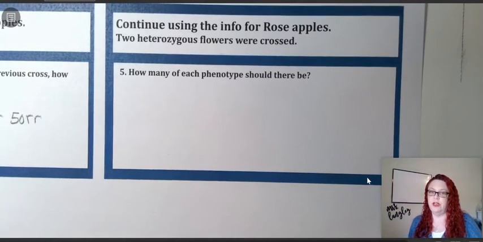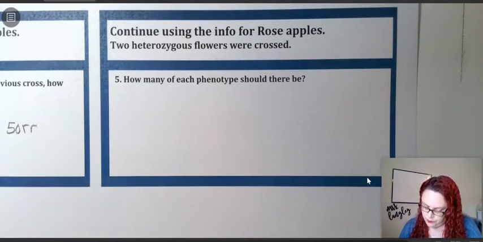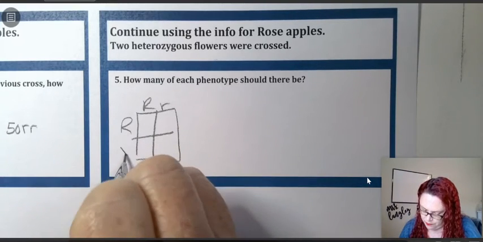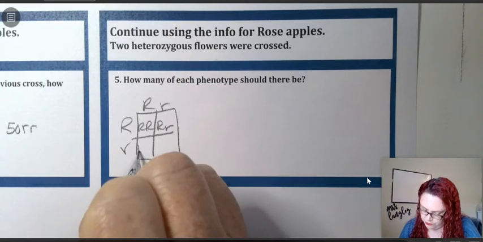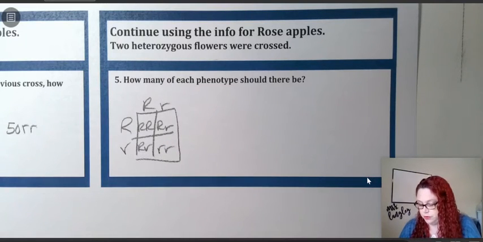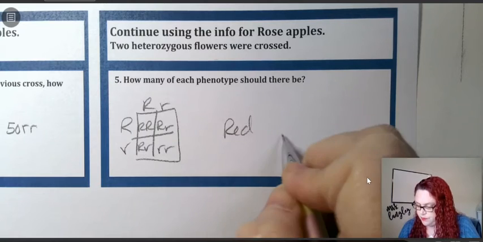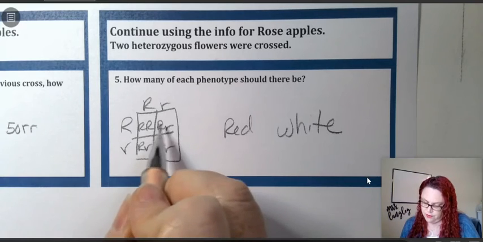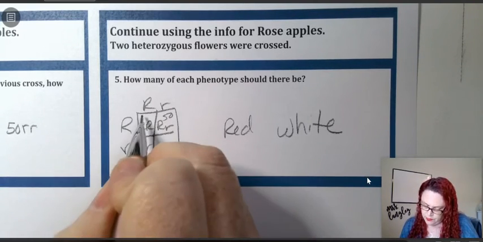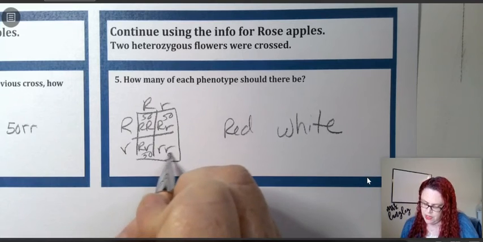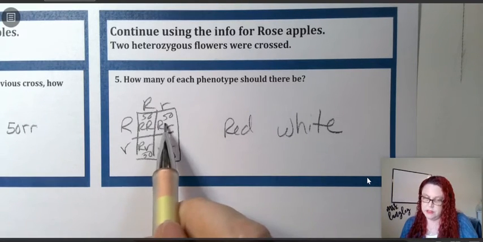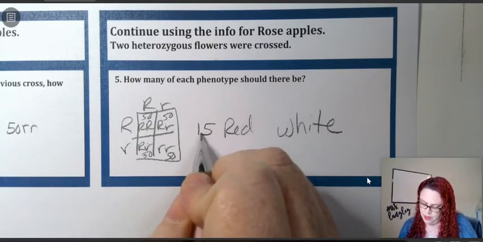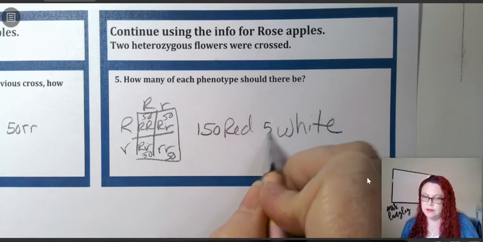How many of each phenotype should there be? Now my 2 phenotypes were red and white. And I had 200 seeds. Okay, and remember that this one and this one are all red. So 50, 100, 150. And the last box had 50 seeds that would be white.